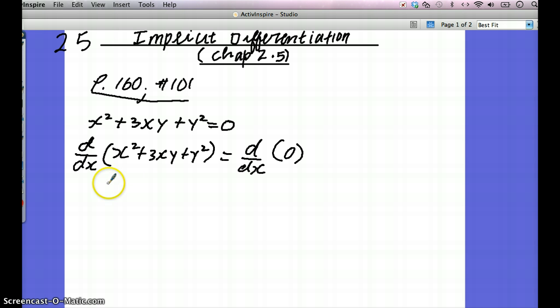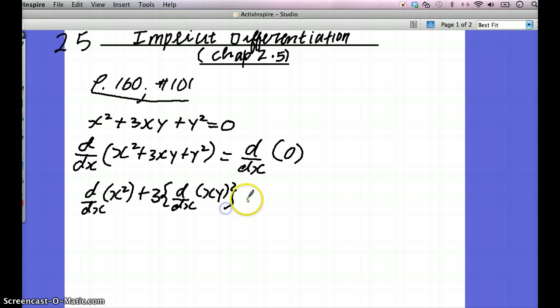So that being said and sung, let's take it in bite-sized pieces. We're going to go derivative with respect to x of x squared plus, I'm going to take the constant outside, and do the derivative with respect to x of this product xy, plus derivative with respect to x of y squared, equals, and we know the derivative of any constant is 0, so we've got that.